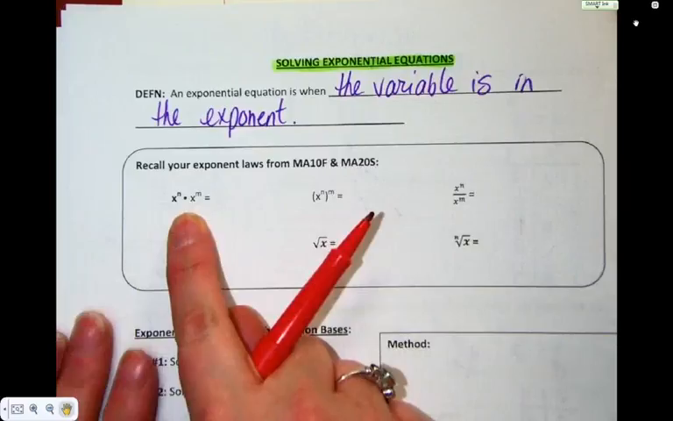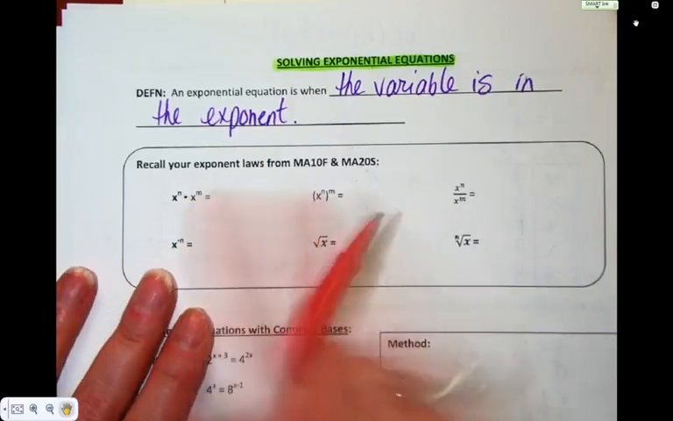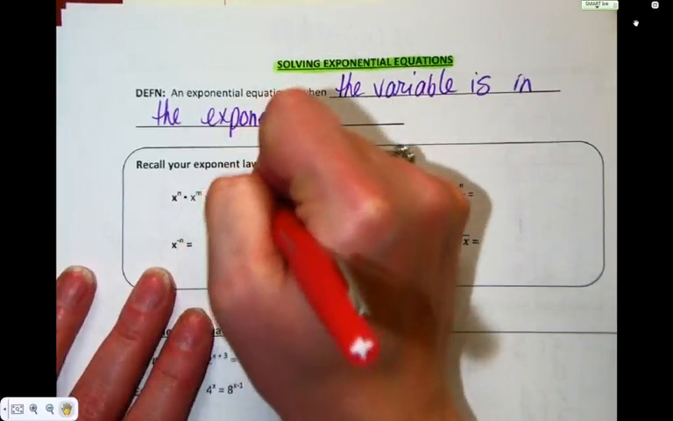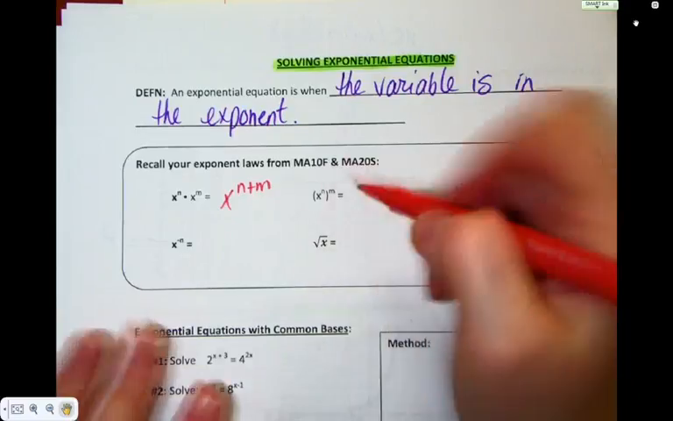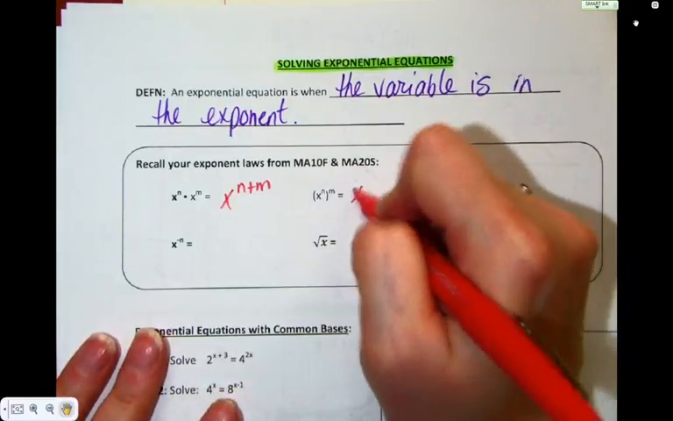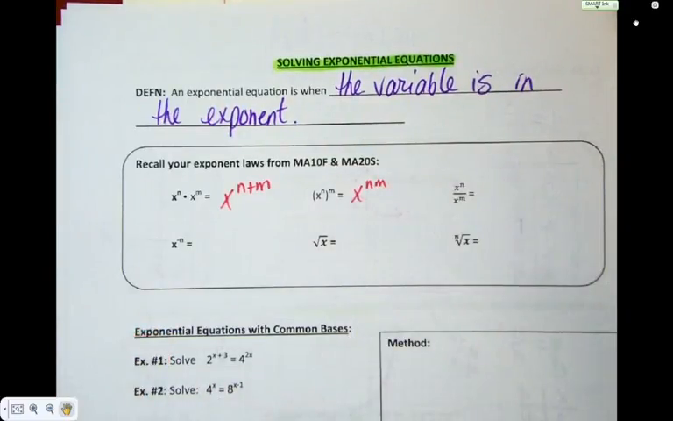Two bases, we're multiplying. What do we do with the exponents? Add them. So this is x to the m plus n. One base, two exponents? Multiply. m times n. To some brains, these look very similar.